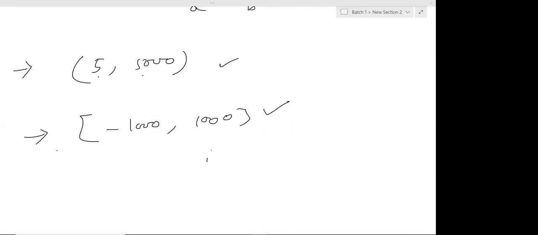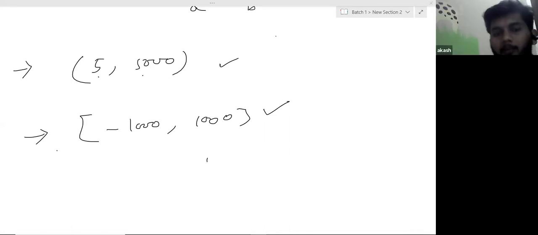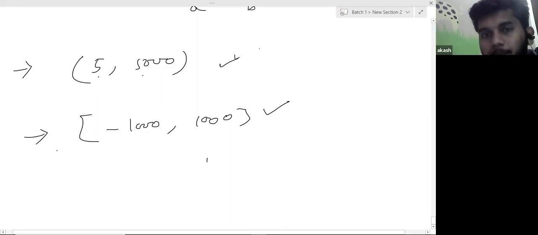Okay, once again, if you have to write down all the numbers from 5 to 5000, from 5.0001 to 4999.999, there is no easy way to write this, so you can use these brackets. 5 to 5000, so I have counted all the numbers in between without 5 and 5000. I don't need 5 and 5000, right?